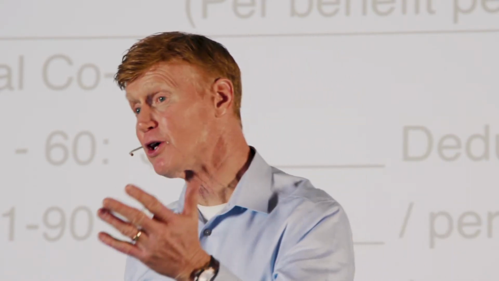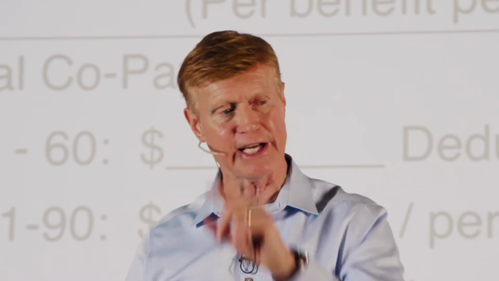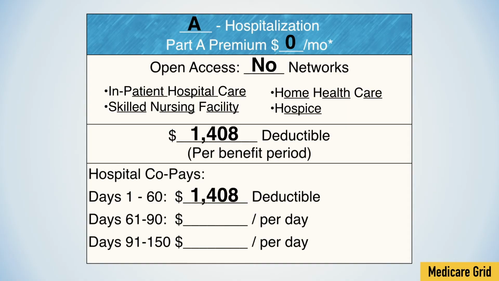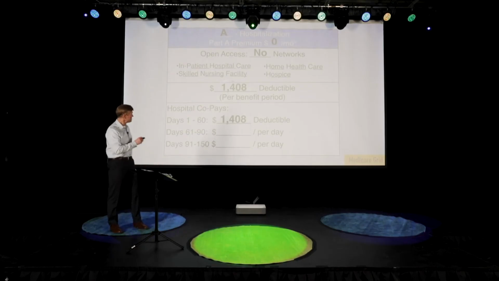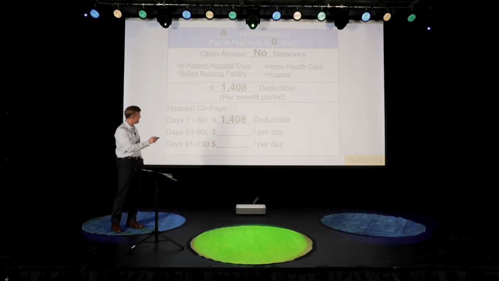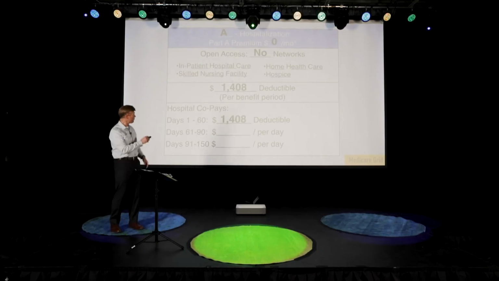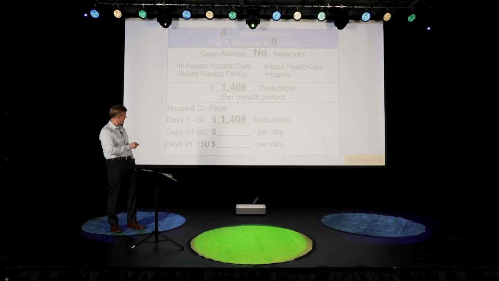Now financially, let me show you what it looks like this year, 2020. Here's the numbers. We have a deductible this year, $1,408. That deductible is your out-of-pocket expense that you would pay, and then Medicare pays the rest. So you pay $1,408 to go to the hospital, and that's your full out-of-pocket for up to a 60-day stay.